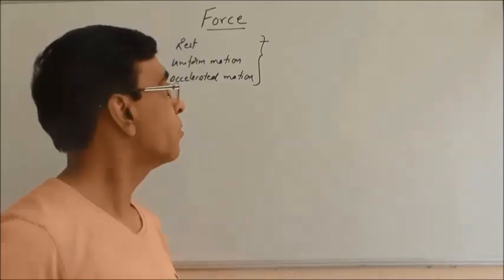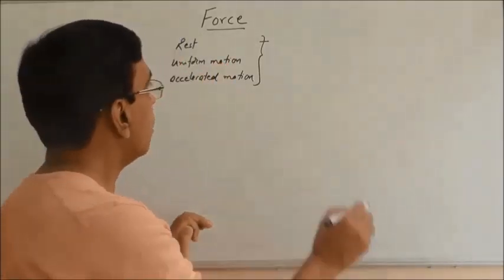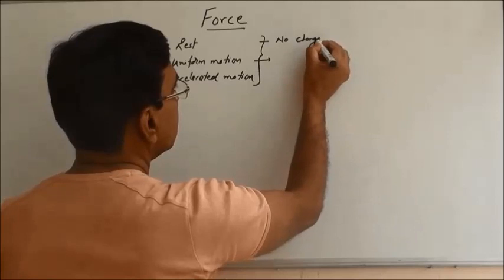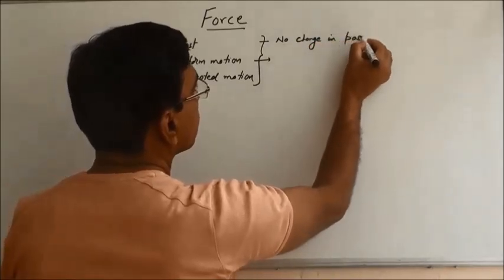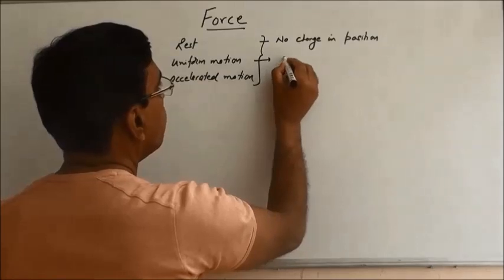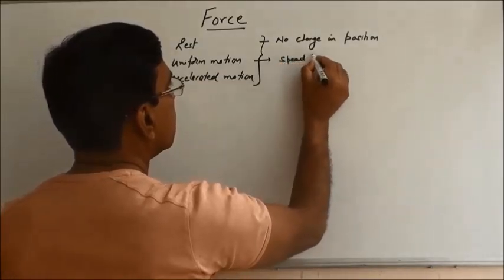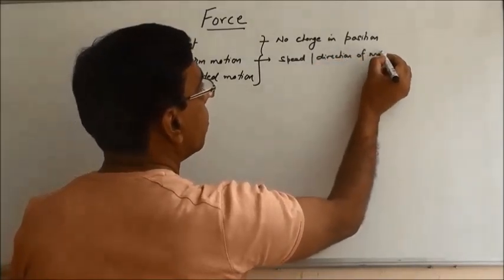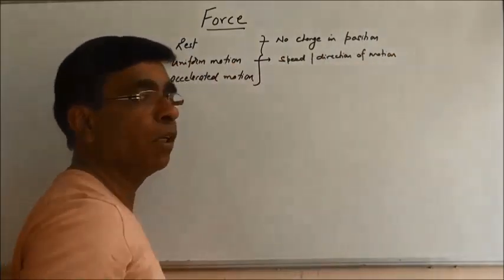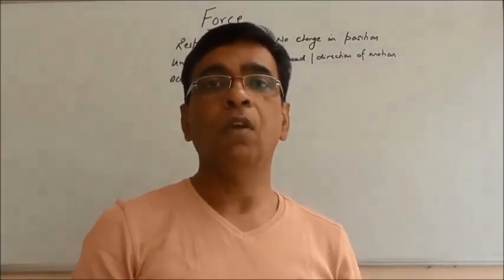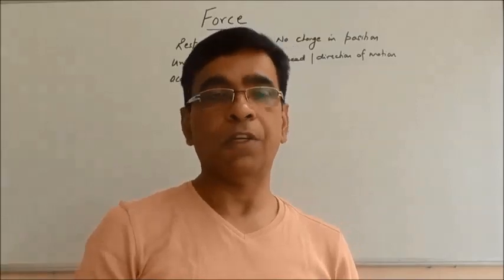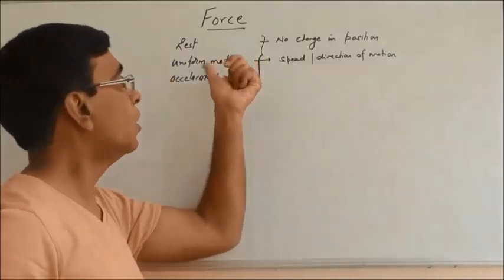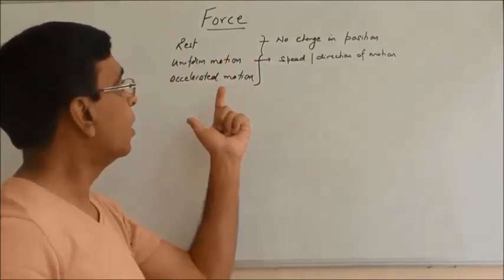Uniform motion includes in itself, so rest is no change in position. Uniform motion takes into account two things: speed and direction of motion. So a body is said to be in uniform motion when it is moving with constant speed in a particular direction. If the speed changes or the direction of motion changes, the motion is no longer uniform motion and it becomes accelerated motion.